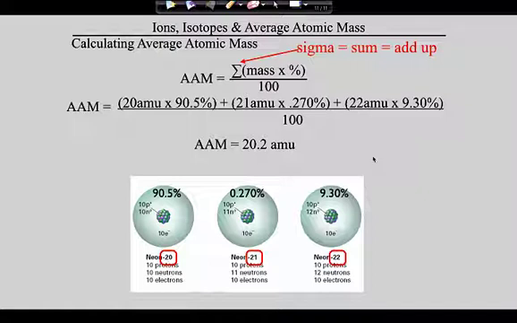But when you're doing this on the homework and the test, and if you're not sure if your answer's right, guys, where does your answer have to be? Between the little number and the big number. Averages have to be in the middle, so it's got to be higher than 20 and less than 22.